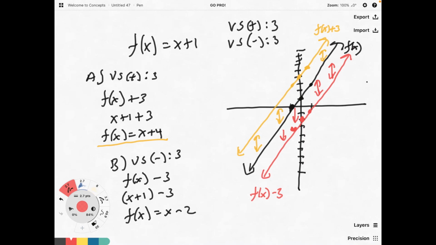And there you go. Now you know how to manipulate a graph to vertically shift in the positive and or negative direction. Again, you take your original function and you add a value to that function to move it upward, or you take that function and subtract a value to move it downward.